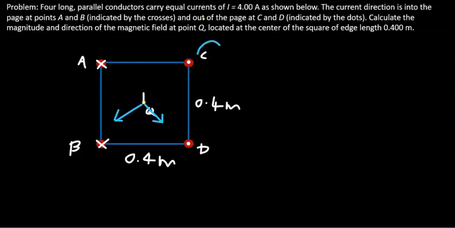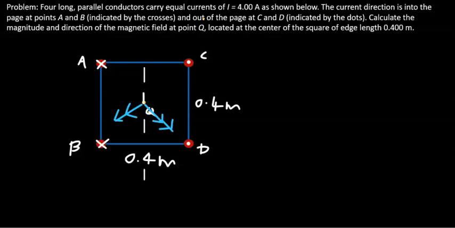What about current C? The current C is coming out of the board. So at point Q, it produces a magnetic field like that, and it goes exactly in the same direction as that magnetic field. So it reinforces the magnetic field created by the current at B. And finally, the current at point D would create a magnetic field in that direction. And at point Q, namely at the middle of the square, it reinforces the magnetic field produced by the current at A.